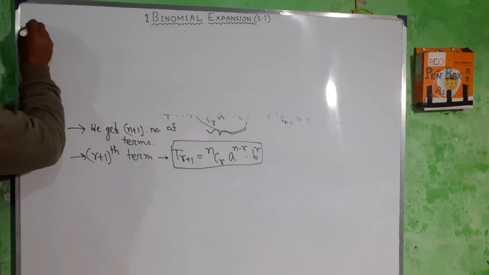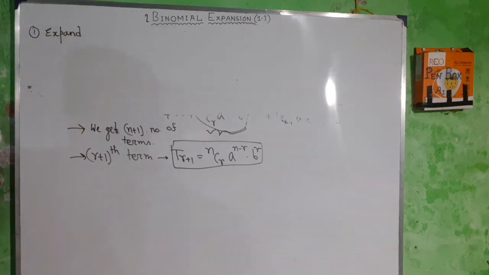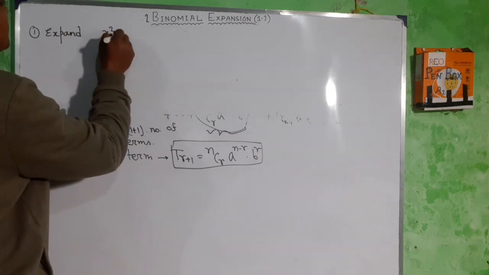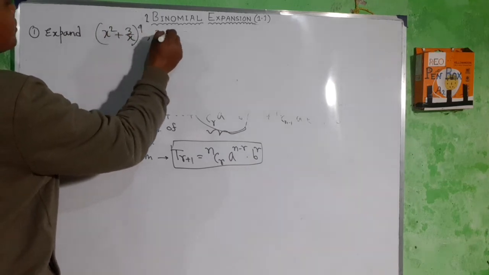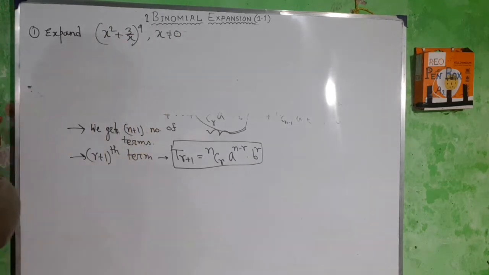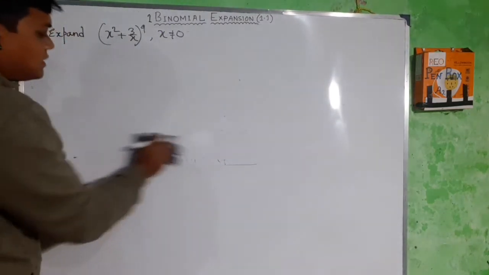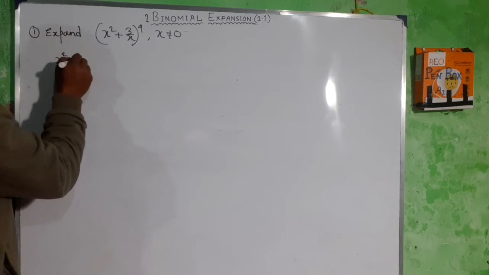Number 1, expand. This type of question appears in your exam. Expand (x² + 3/x)⁴ when x ≠ 0, because x is divisible into a part. So you can easily do it by using the binomial expansion, (x² + 3/x)⁴.